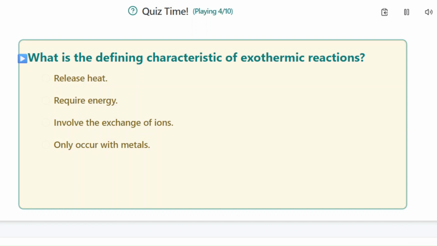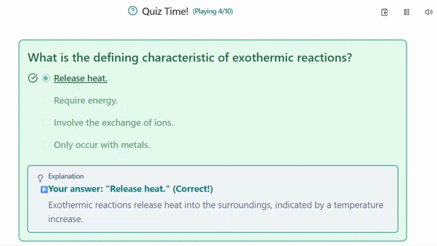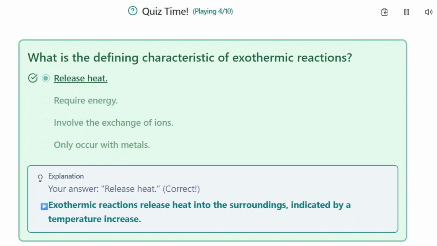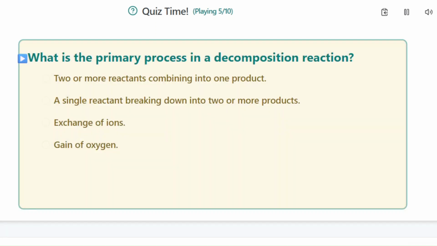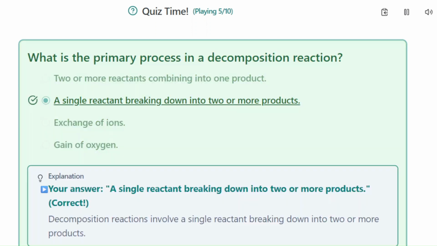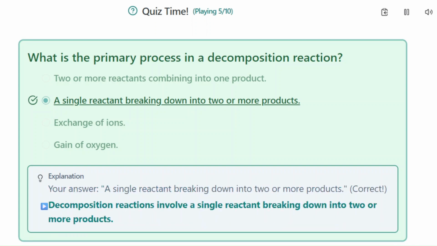What is the defining characteristic of exothermic reactions? The correct answer is release heat. Explanation: exothermic reactions release heat into the surroundings, indicated by a temperature increase. What is the primary process in a decomposition reaction? The correct answer is a single reactant breaking down into 2 or more products. Explanation: decomposition reactions involve a single reactant breaking down into 2 or more products.